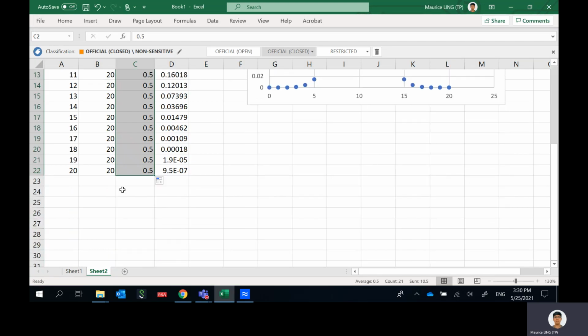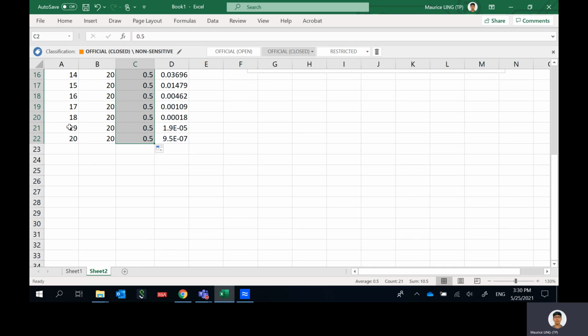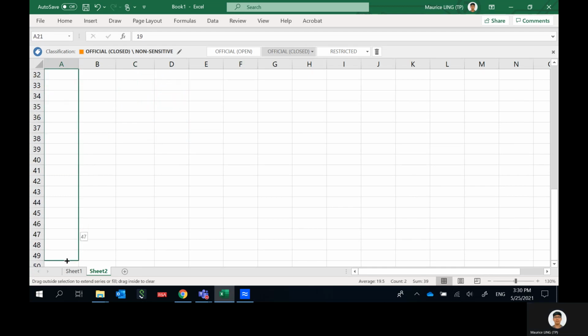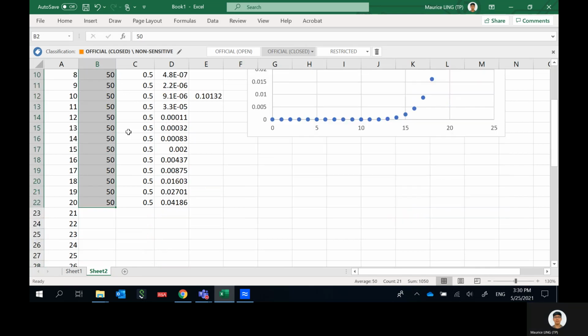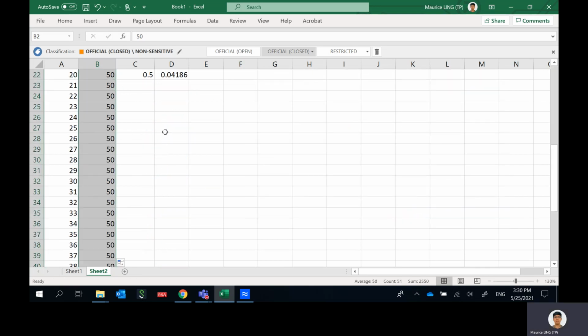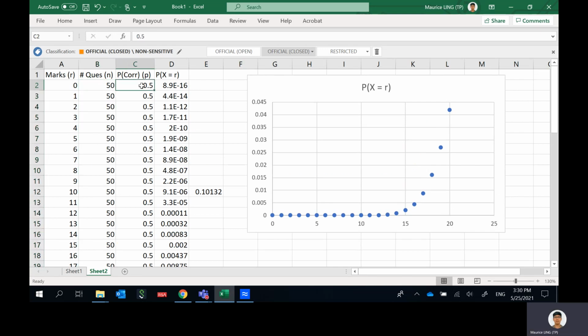So you can do the same, just that now you drag these numbers all the way to 50. Daniela, you probably have to just type it yourself. Number of questions, instead of 20, must be 50 now. Probability of correct is 0.25 again.